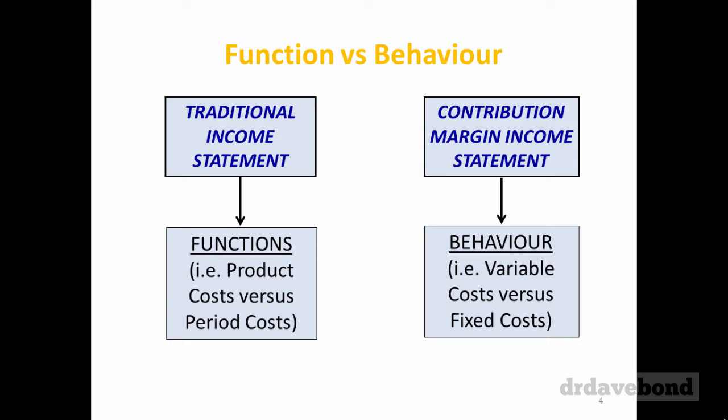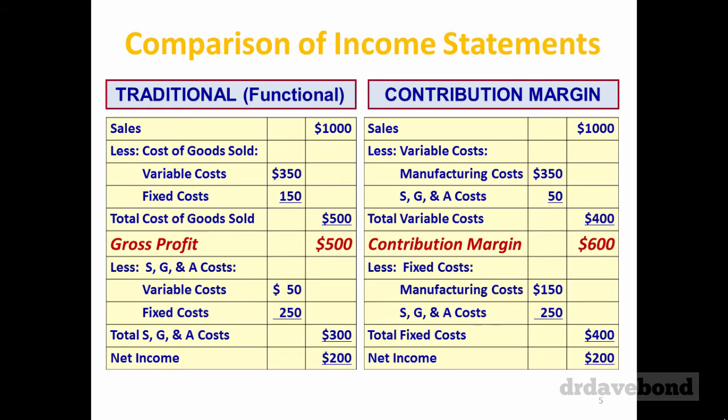On the left-hand side, we've got the traditional income statement, and that's dealing with your absorption costing. That's dealing with, and we'll see in a second, sort of inventory and then selling admin costs. On the right-hand side, we've got a contribution margin income statement, and this separates costs into two things as well. But this separates cost by behavior. So we've got variable and fixed.